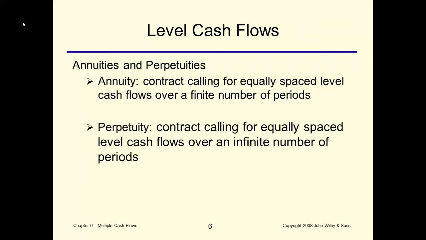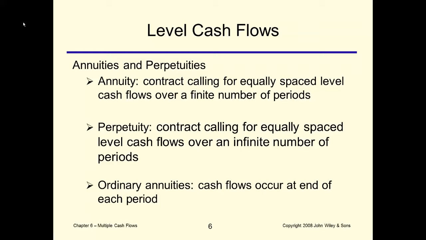A perpetuity is similar, but this cash flow is paid or received forever, over an infinite number of periods. There aren't many good examples of perpetuities. The best and most common example is preferred stock. We assume the level of a preferred stock dividend will stay the same and will continue forever.